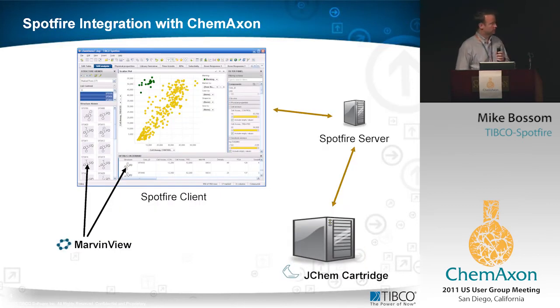So how do we relate to ChemAxon? Of course, being a visual analytics tool, we need to visually represent those chemical structures. Our Spotfire server is what we use to tie into a lot of the data sources, whether it be a database or data warehouse. That Spotfire server interfaces with the JChem cartridge to pull in the underlying chemical structure data. Then in our client, which is the authoring tool to create these visualizations, we use Marvin View to render the chemical structure, so you can look at a set of data and at the same time look at the chemical structures behind it.